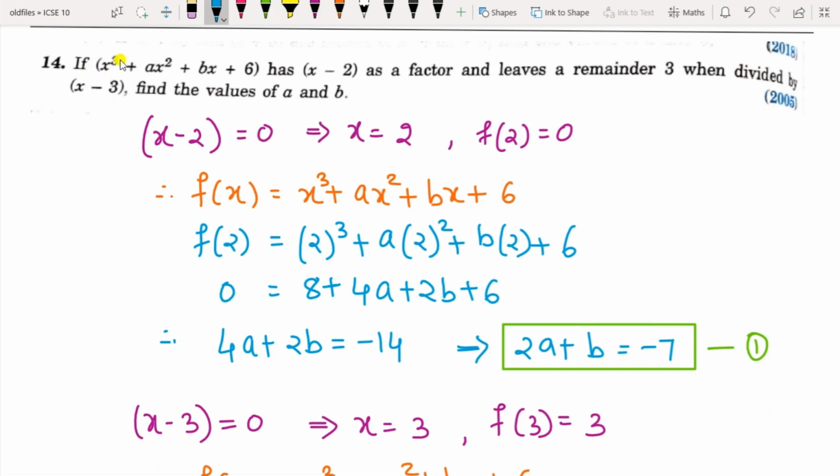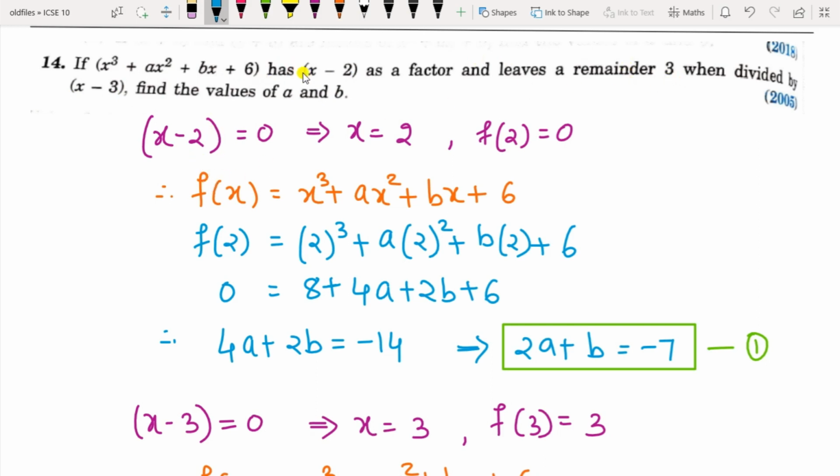Next question. If x cube plus ax square plus bx plus 6 has x minus 2 as a factor and leaves a remainder 3 when divided by x minus 3, then find the values of a and b. So for this polynomial x minus 2 is a factor, but when it is divided by x minus 3, it leaves a remainder 3 in this case.